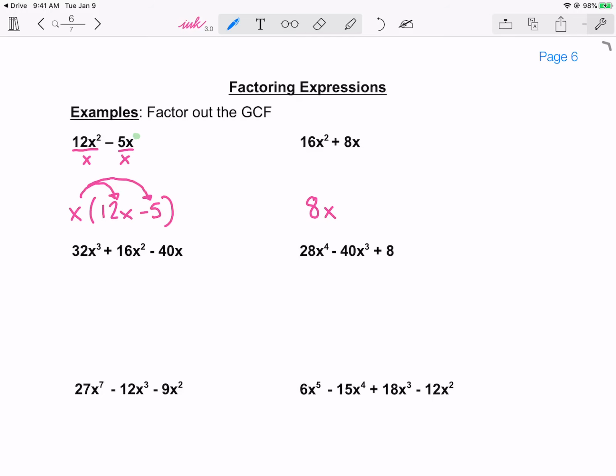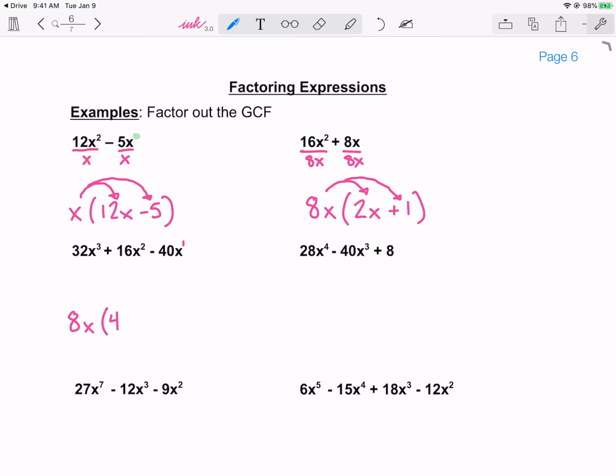So let's go through the next one a little quicker. 32, 16, and 40 all have an 8 in common. And then the smallest number of x's is 1 on this last term. So then 32 divided by 8 is 4. X cubed divided by x, well, remember your properties. X cubed divided by x is really x cubed divided by x to the first.